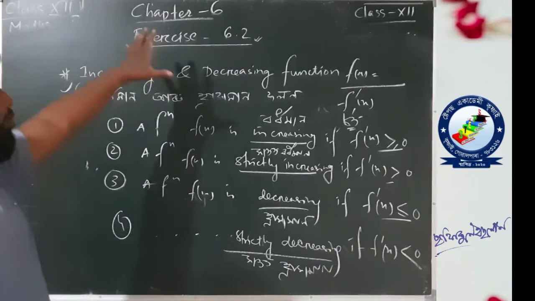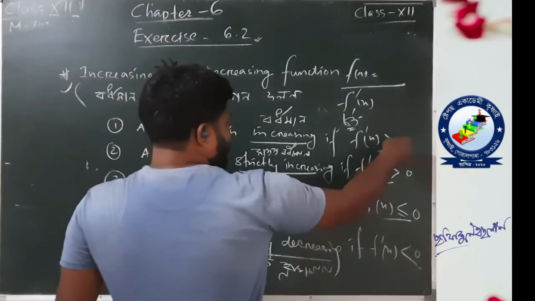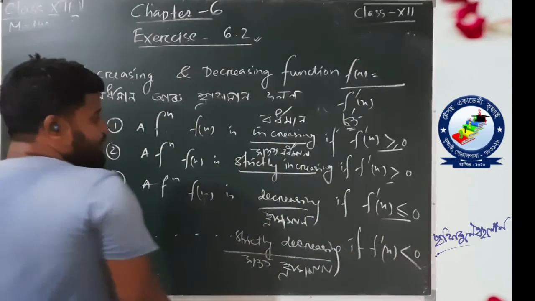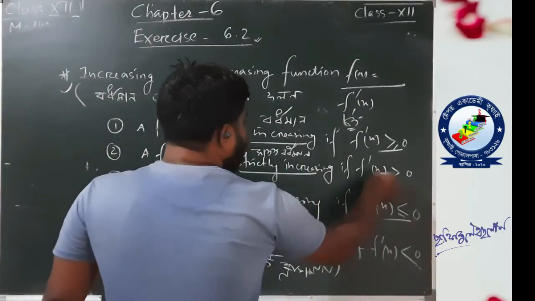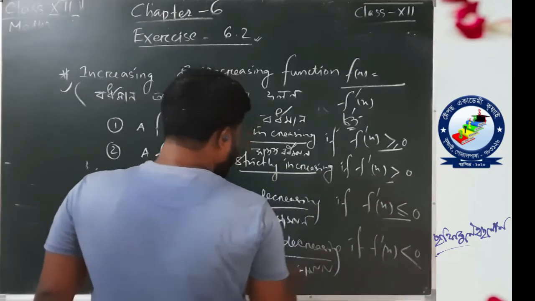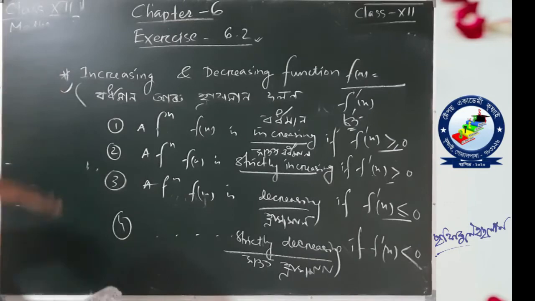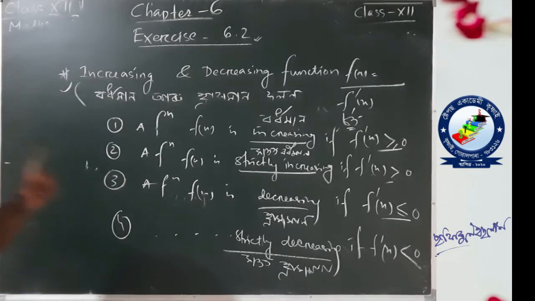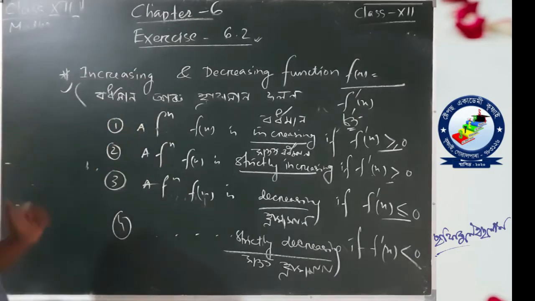Actually, we need to solve this particular chapter. So f dash x greater or equal to 0 means increasing, f dash x less than or equal to 0 means decreasing, and if it is greater than 0 it is strictly increasing, if it is less than 0 it is strictly decreasing. So now I am going to give you some graphs, and seeing the graph you have to tell me whether it is increasing, decreasing, strictly increasing or strictly decreasing.